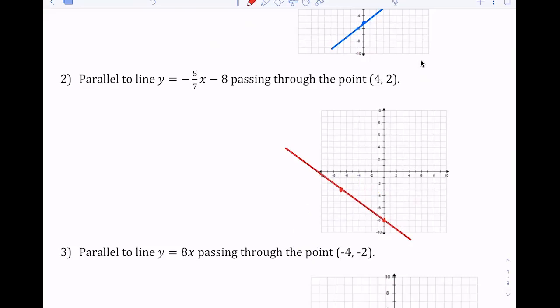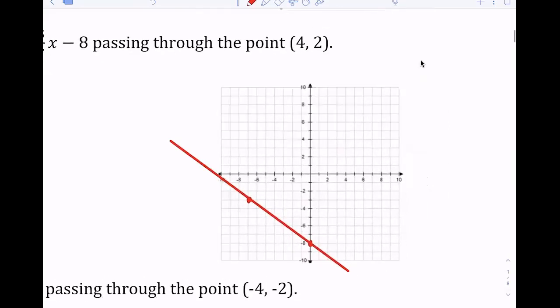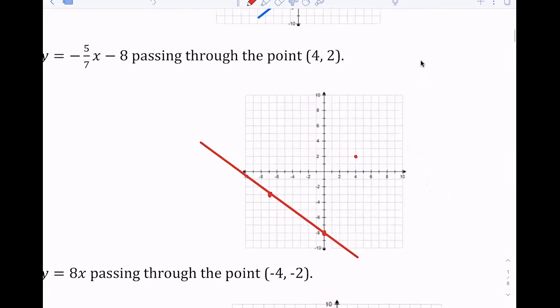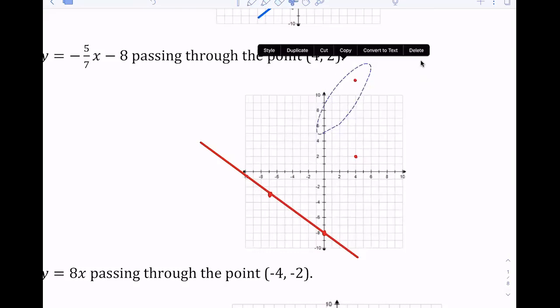Now I'm going to graph 4, 2. So everybody plot 4, 2. Now, what slope am I going to do? Negative 5 over 7. So from there I go what? Down 5. Down 5, and then to the right 7.